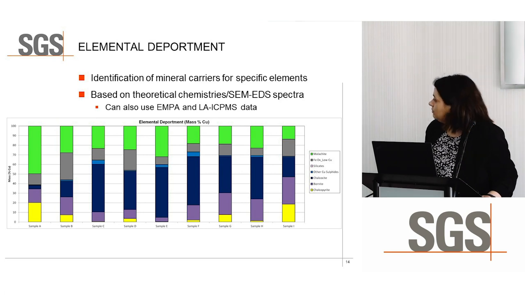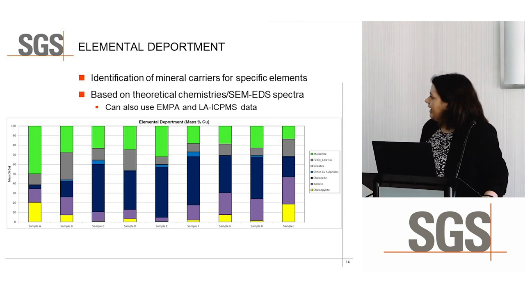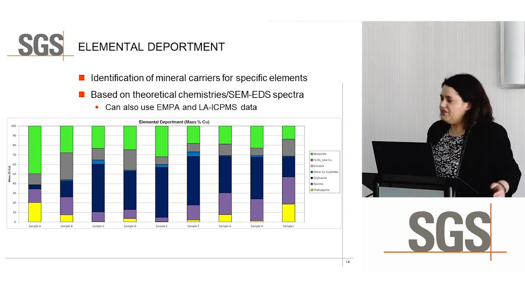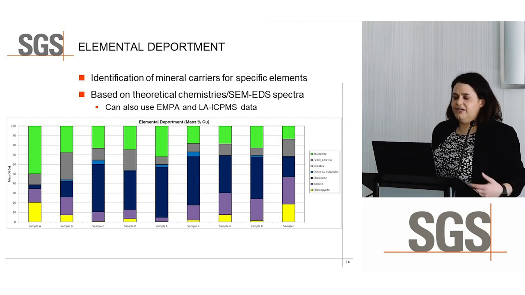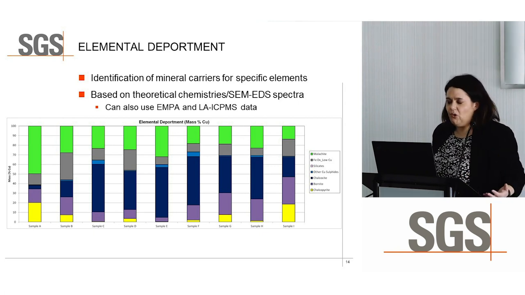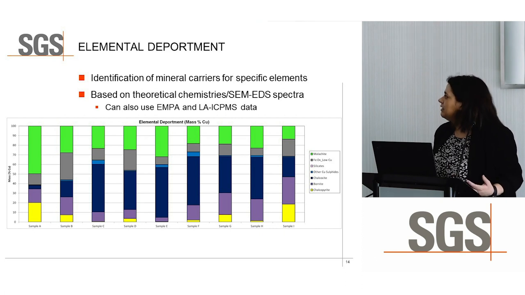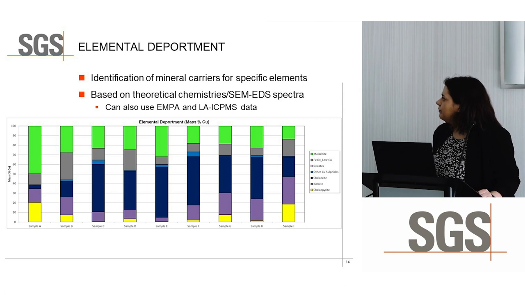Here's an example. Here we have basically a copper deposit. When you start looking at your copper assay, as I mentioned before, you think, oh, it's all in your sulfides. But in this example, you can actually see you've got some copper within silicates, within iron ore, within malachite. And in terms of recovery, this is basically non-recoverable. So you can start using just elemental deportment and modal mineralogy. You can actually get some really good information in terms of the metals that you're trying to recover.